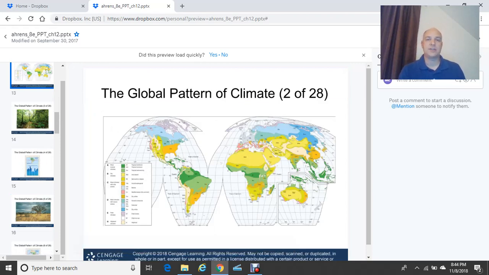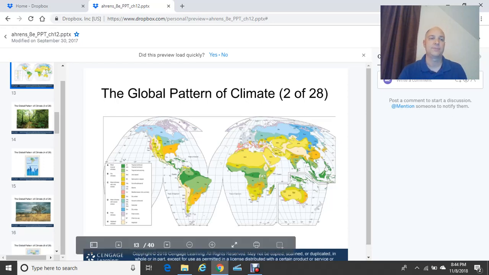So taking a look at the, and you can look at this in your textbook as well, but these are the classifications of the different climates around the world. So please feel free to look at these classifications. The legend on the bottom left explains what type of climate it is, and then the appropriate abbreviation.